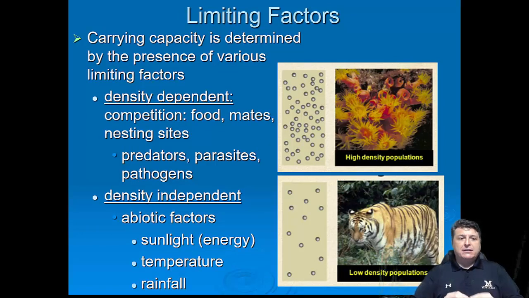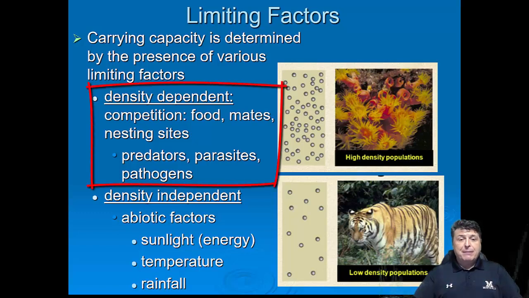Now, we can classify limiting factors into two categories. One category is density dependent, and the other is density independent. Density-dependent factors have a greater impact on limiting populations that have high densities, where there's lots of individuals in a small area. Some examples of density-dependent factors would be things like competition. Competition for food, competition for mates, competition for nesting sites. Because we're crowded, those things are going to be much more limiting.